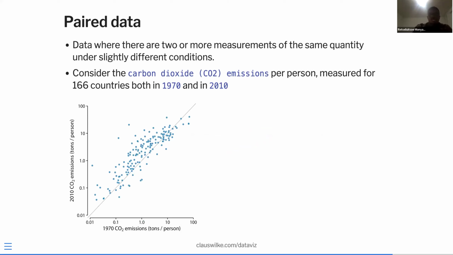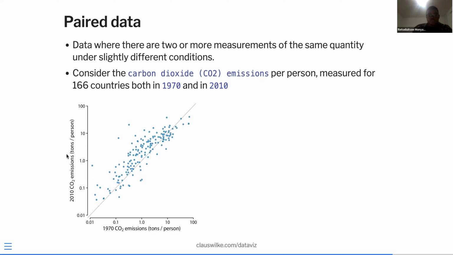Yeah, and then the next section was on paired data. This is data where there are two or more measurements of the same quantity under slightly different conditions. The simple examples tend to be measuring the same person at one point and then again at another point, or before they take some treatment and then again after some treatment. But the example covered in the book is CO2 emissions per person measured for 168 countries, both in 1970 and 2010.